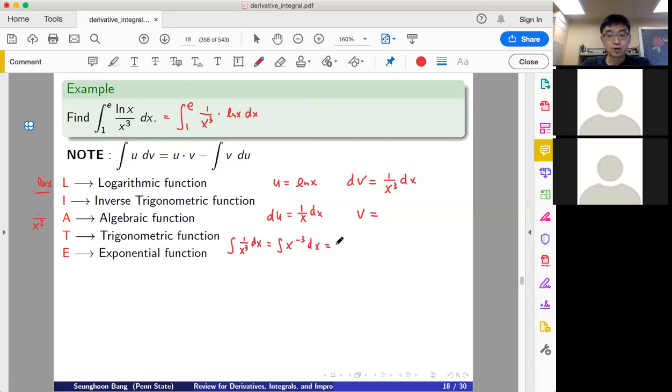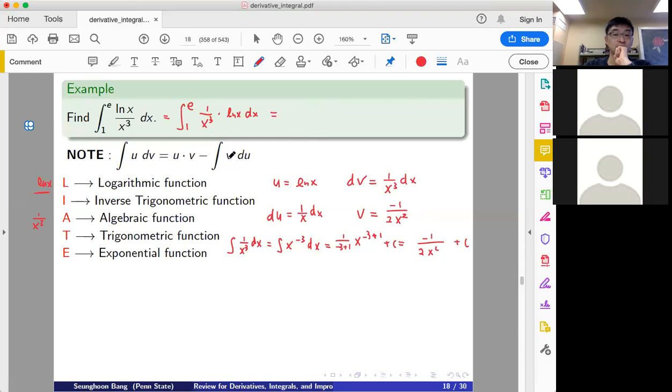You can use this rule: negative 3 plus 1, x to the negative 3 plus 1, plus c. So this is 1 over minus 2, so we have negative 1 over 2x squared plus c. So what's v? The minus 1 over 2x squared. This is a very important thing: the coefficient 2.